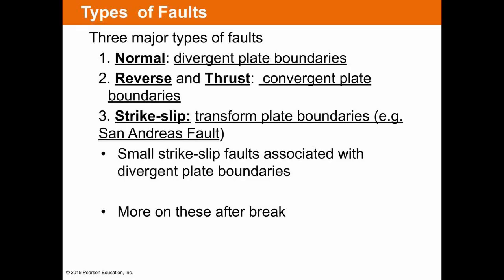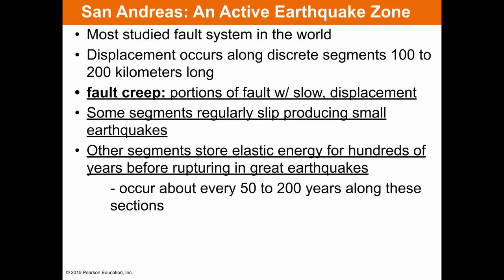In general, you could consider there to be three major types of faults, places where plates meet. Divergent plate boundaries form what we call normal faults. Convergent plate boundaries form what we call reverse or thrust faults. And then transform plate boundaries form strike-slip faults. Small strike-slip faults, that's a tongue twister, are associated with divergent plate boundaries as well.